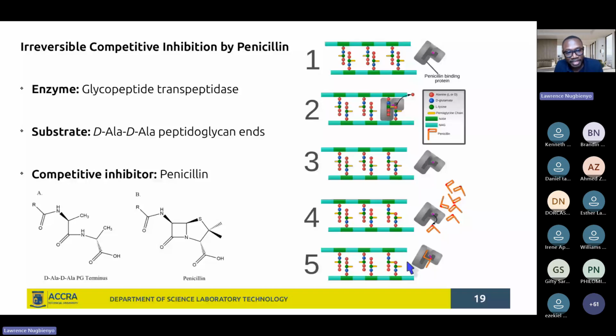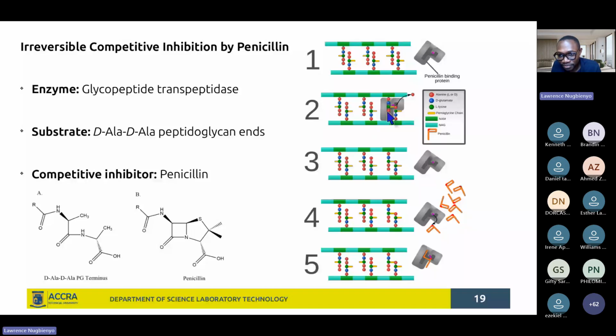Now, when you take a look at the structure of penicillin, here too I have intentionally brought the structure of penicillin and put it side by side against the structure of the D-alanine peptidoglycan ends, the peptidoglycan terminus. What I'm referring to is that you remember this enzyme, the peptidoglycan transpeptidase, when it binds, so let's look at number 2. Number 2 is showing it well.